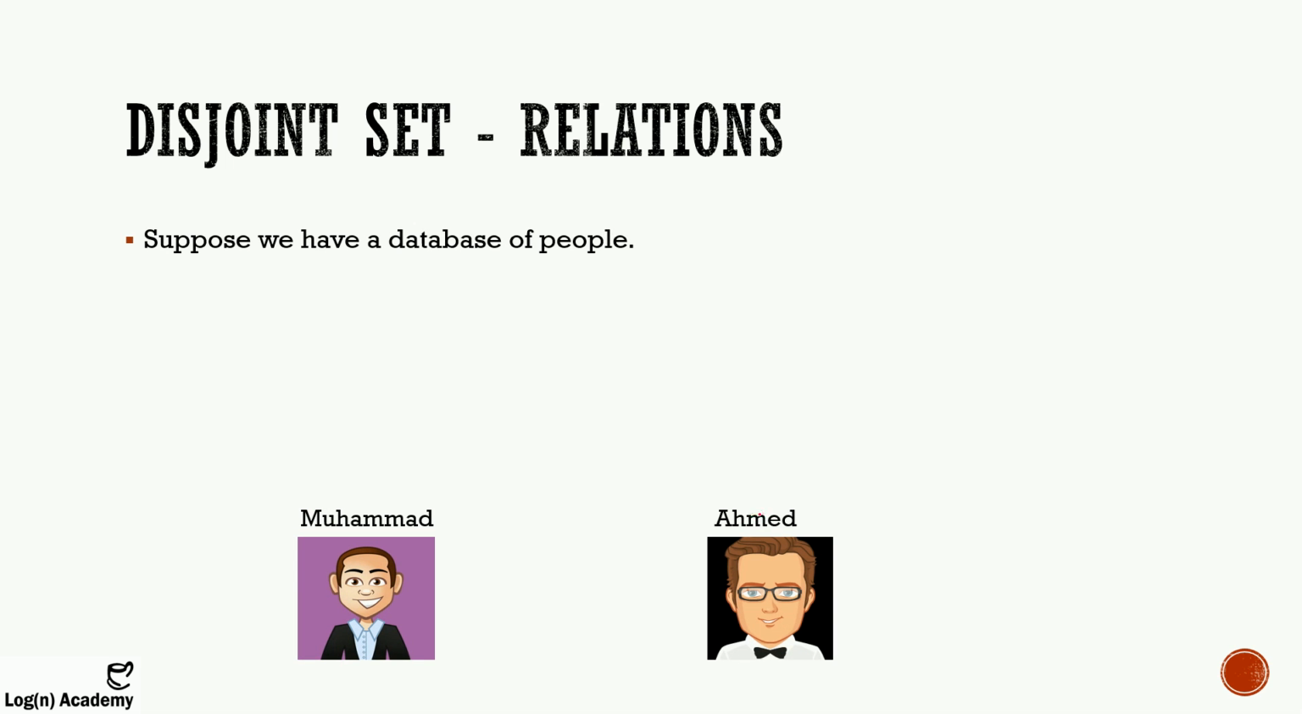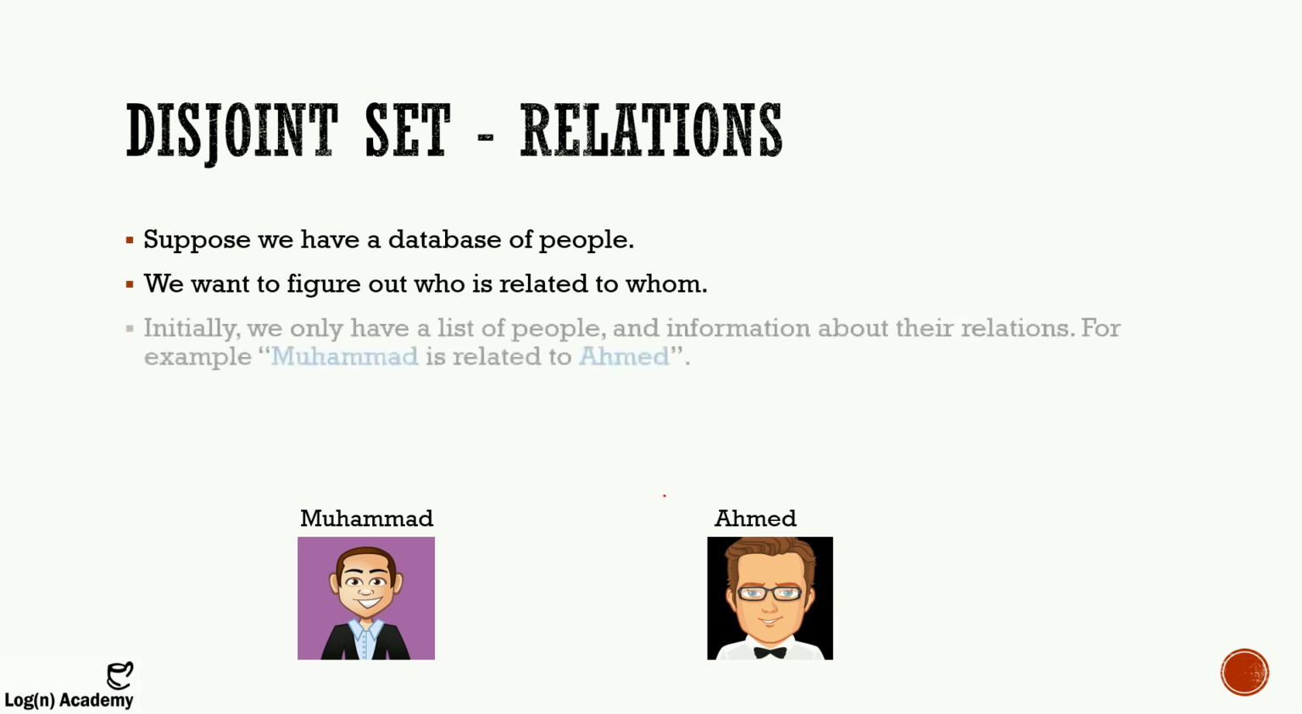Suppose we have a database of people. We want to figure out who is related to whom, right? Up till now, we do not have any information related to relations. Now, initially, we only have a list of people and information about their relations. For example, Muhammad is related to Ahmed. Now we have information which is Muhammad is related to Ahmed.